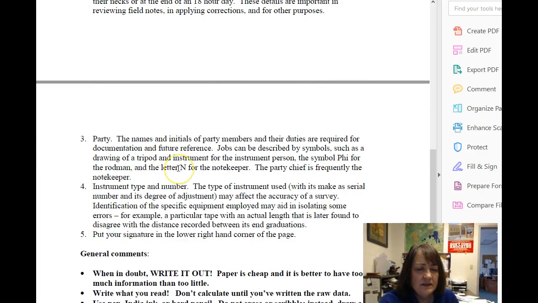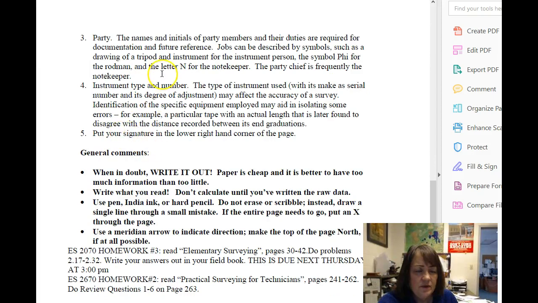Now, the party is the people who are doing the survey with you, names and initials, the jobs, and we've described that symbol, the circle with the line through it. I mean that person is a rod man. N is the note keeper. Party chief is often the note taker, but not always. So if somebody's a party chief, you would want to say PC after their name, and anyone who's running the chain or just running the instrument could be an instrument person, which is shown by an instrument symbol or by the letter C.